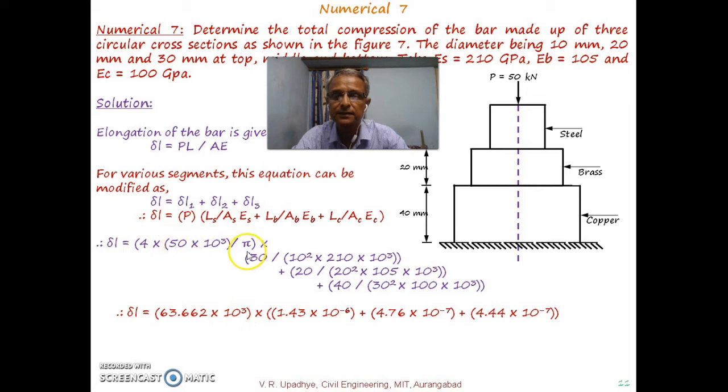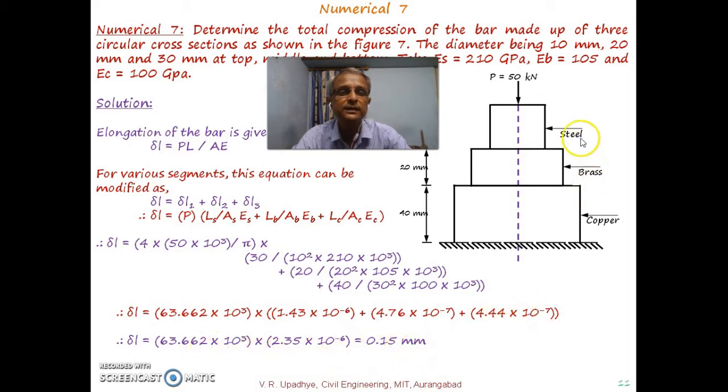This calculation is to be multiplied by this complete sum. For the first part, for steel, the value comes to 1.43 into 10 to the power minus 6. For the second part, brass, it comes out to be 4.76 into 10 to the power minus 7. And for copper, it gives 4.44 into 10 to the power minus 7. If you sum it together and multiply it with this, the sum is 2.35 into 10 to the power minus 6, and this multiplication gives you 0.15 mm.